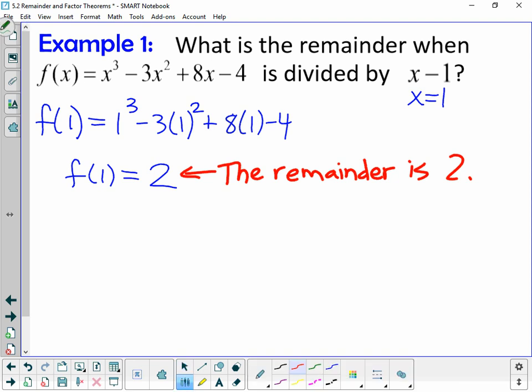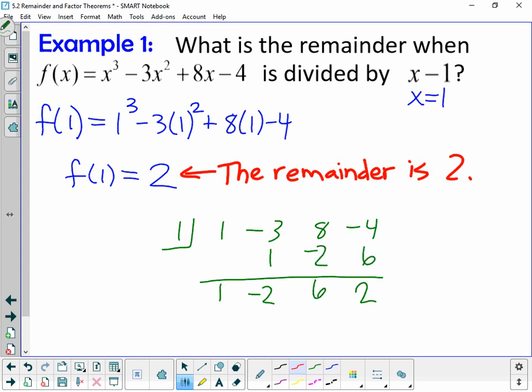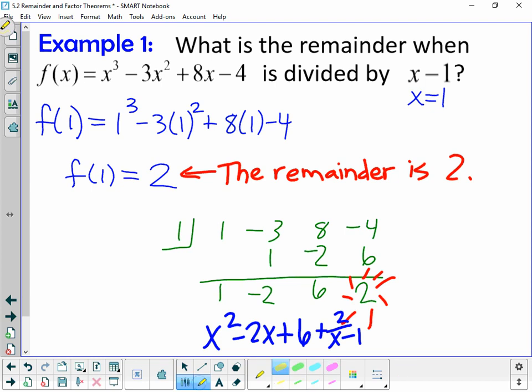Let's divide it and see if it's true. So we would use the root 1. So we have 1, -3, 8, and -4. So if we actually went through and divided it, sure enough, we get a remainder of 2. So the remainder theorem is just telling us that if we choose to, instead of going ahead and dividing it like I did at the bottom, we can just plug it in like we did here, and we will be able to calculate the remainder using substitution.